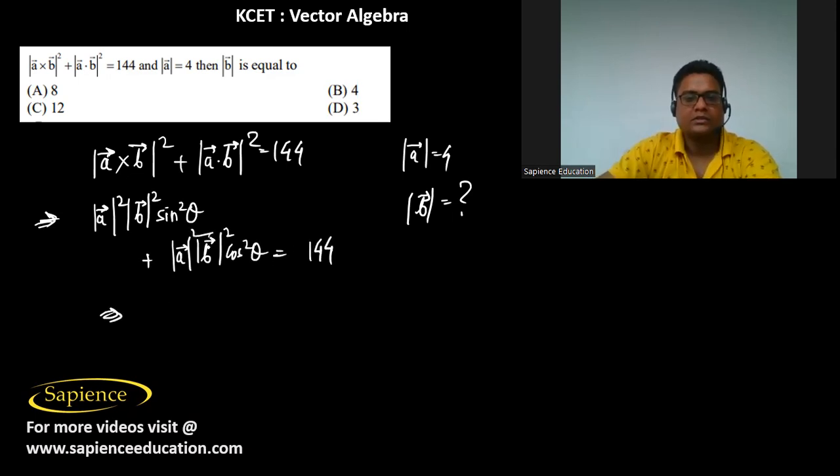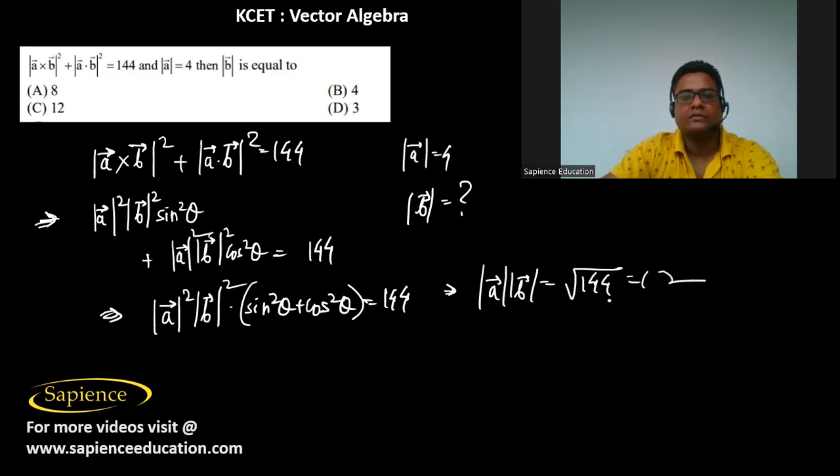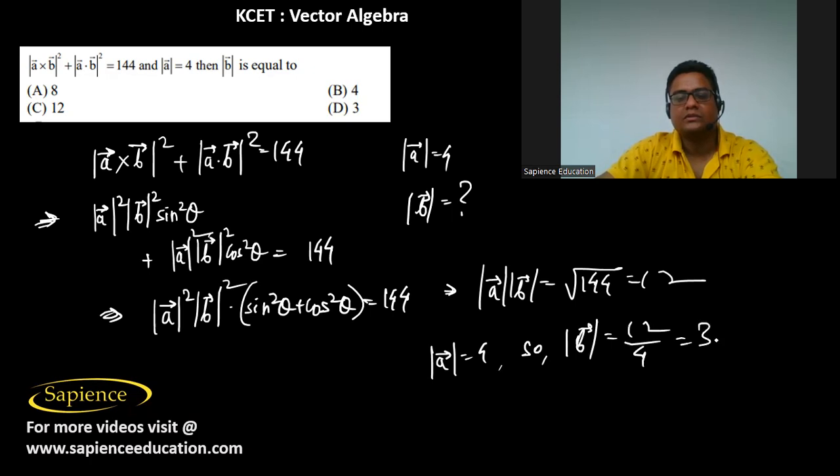So sine square theta plus cos square theta is 1. So if I take magnitude of a square into magnitude of b square as common, then it will come sine square theta plus cos square theta, which is equal to 144. Sine square theta plus cos square theta is 1. So I can say magnitude of a into magnitude of b would be equal to square root of 144, which is 12. And magnitude of a is equal to 4. So magnitude of b will be equal to 12 by 4, that is equal to 3 units. Option D is the correct answer.